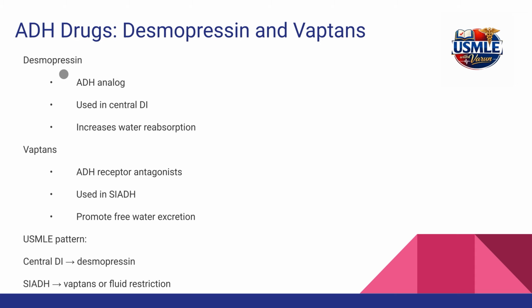Desmopressin is an antidiuretic hormone analog that is used to treat central diabetes insipidus. Vaptans are ADH receptor antagonists, which are used in SIADH. So, central diabetes insipidus gets desmopressin. SIADH is treated with Vaptans or fluid restriction.